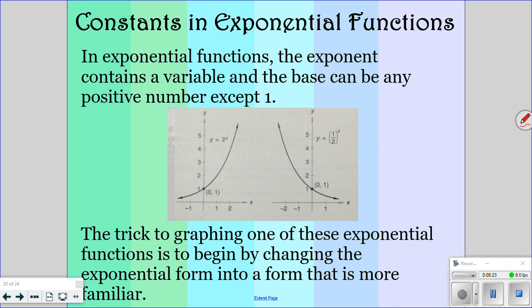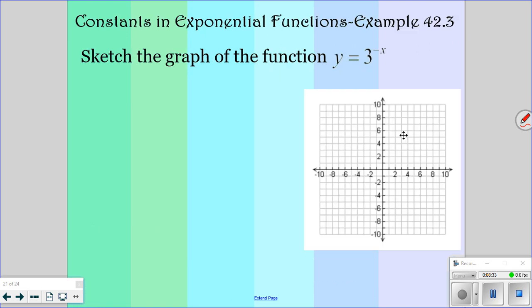They say the trick to graphing the ones that we're going to go over is to change it into a form that's more familiar. So I'm going to show you how to do that, but you don't have to do it this way. Okay, so we'll go over 2 different methods to graph these.